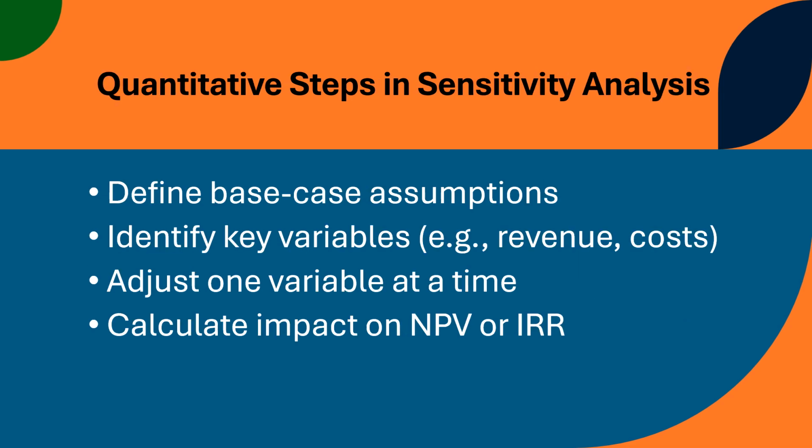Next, we're going to go over the quantitative steps in sensitivity analysis. To conduct a sensitivity analysis, we begin by defining our base case assumptions, expected values for revenue, the cost, and the discount rates. Next, we identify which variables are most critical to the project's success. Then we'll adjust one variable at a time while keeping all the others constant to isolate its impact. We then recalculate the NPV or the IRR to see how the change affects the project's financial viability. This process helps us understand the degree of risk associated with each assumption.